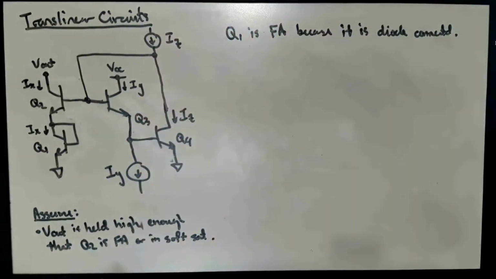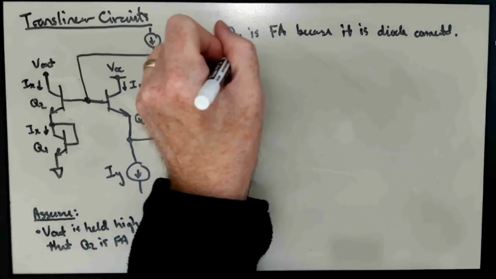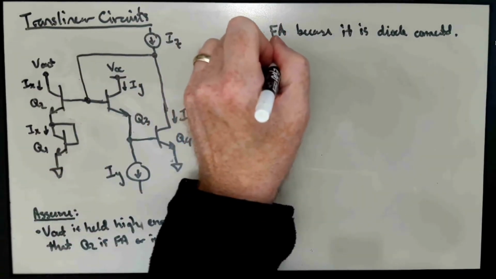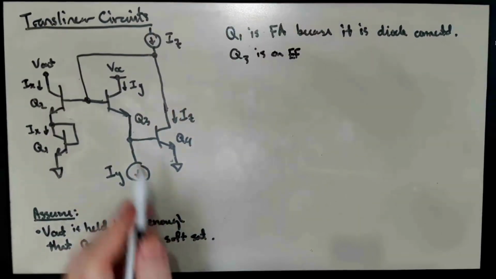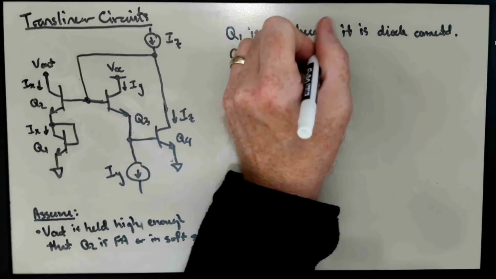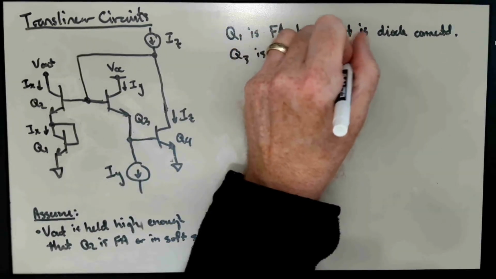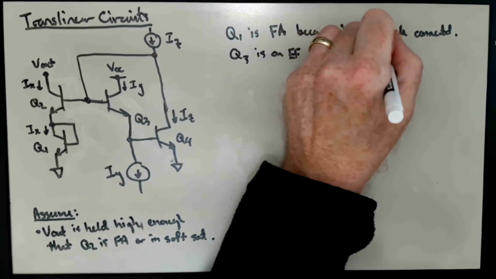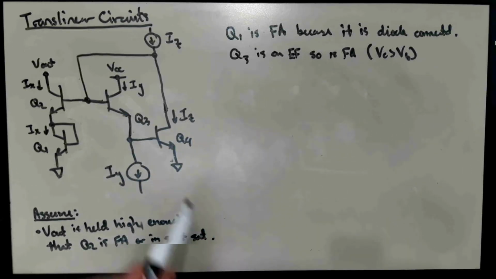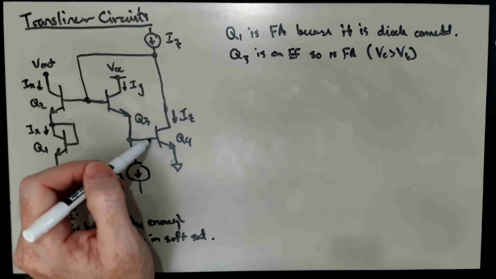Q2 is forward active by hypothesis. Q3 is still an emitter follower. And the collector is tied up to VCC, which is the most positive potential. So VC is greater than VB strictly. What about Q4? Q4 is not diode connected, but can we say something about the relationship between the collector voltage and the base voltage here?